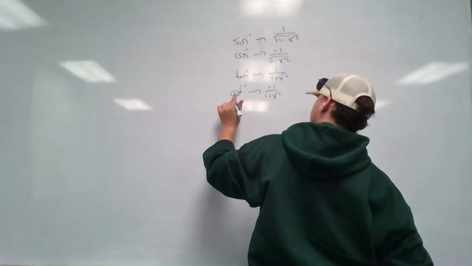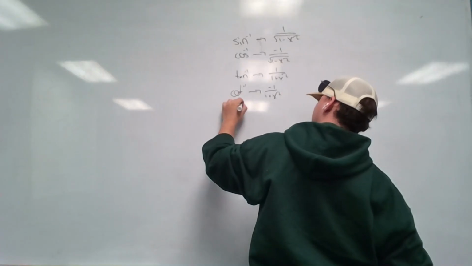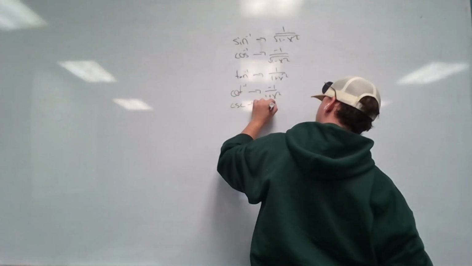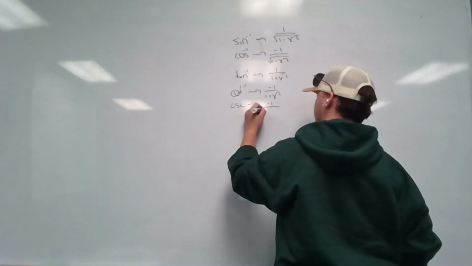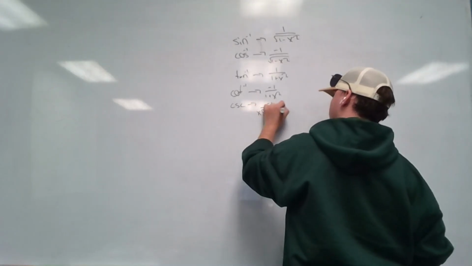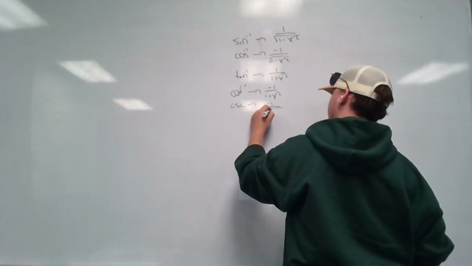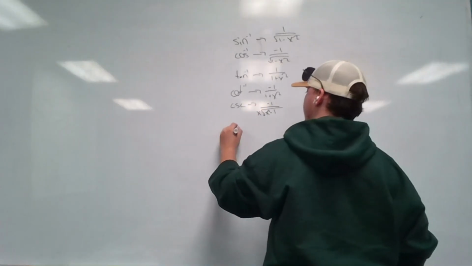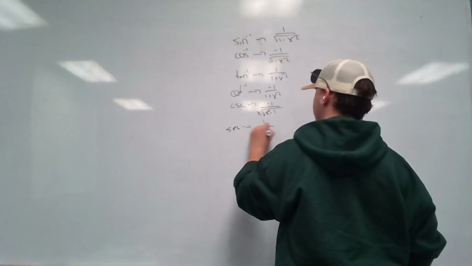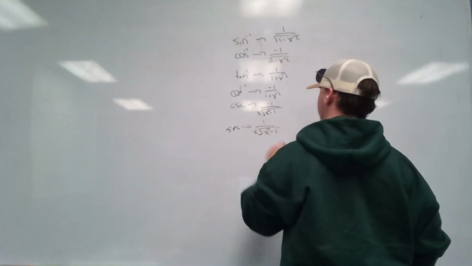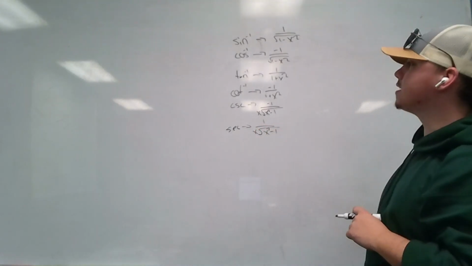Cosecant inverse turns into negative 1 over x times the square root of x squared minus 1. And secant inverse, finally, turns into 1 over x times the square root of x squared minus 1. And yeah, that's how it works.